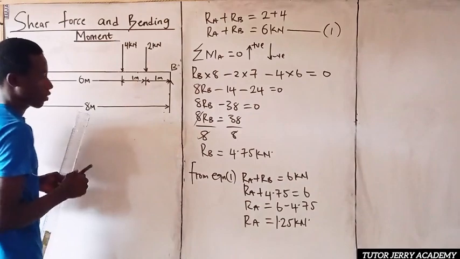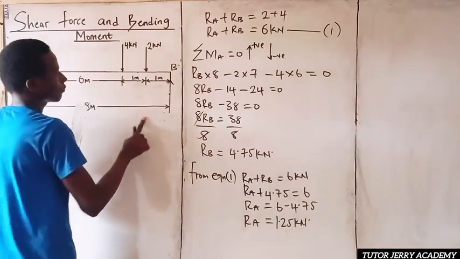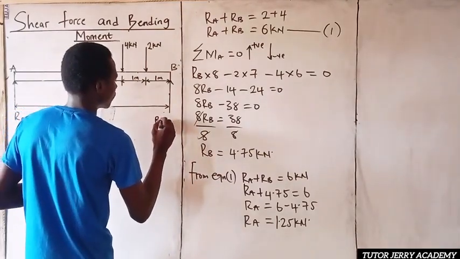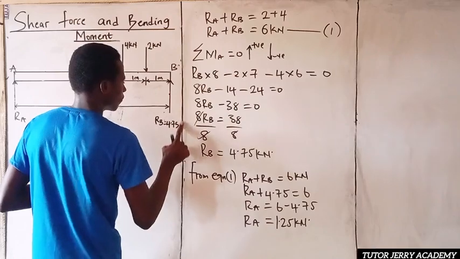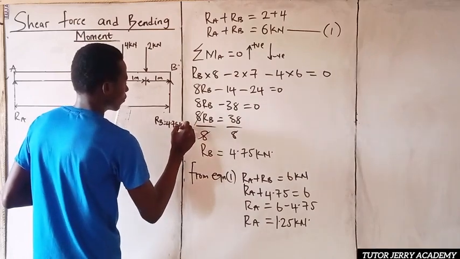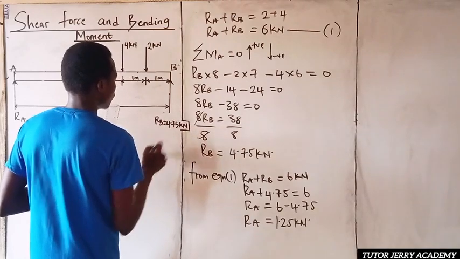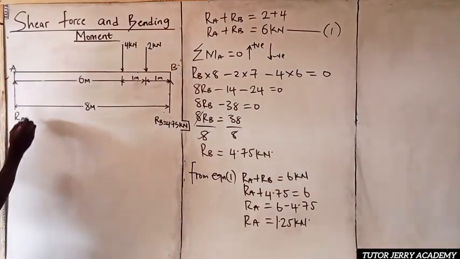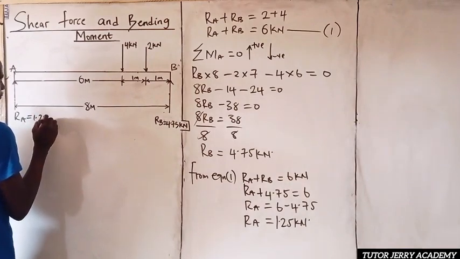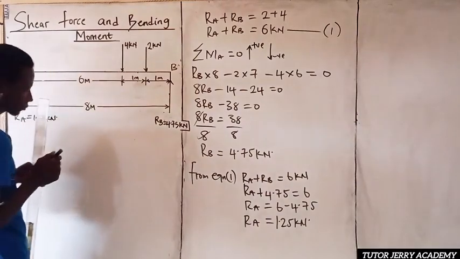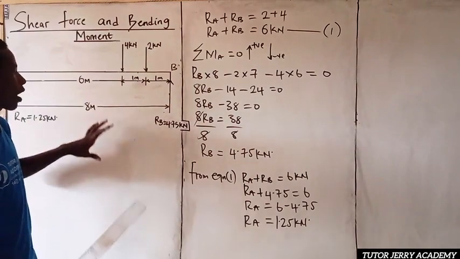So I have my RB to be 4.75 kilonewton. This is what I have as my RB. And then my RA will be 1.25 kilonewton. Now let's proceed. Now we are going to be looking for our shear force.